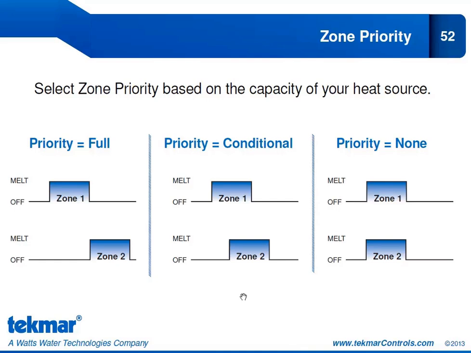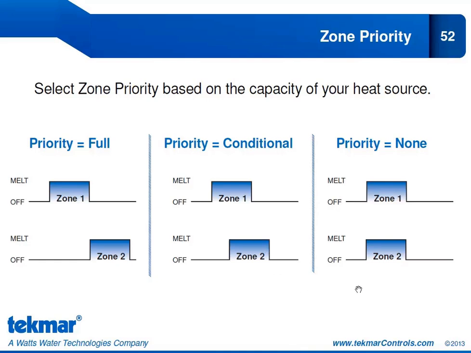Moving over to priority equals conditional, this would be the priority setting you would choose if your heat source was sized for greater than Zone 1, but still not large enough for all the zones at design conditions. So in this case, Zone 1 would begin its melt cycle, and when Zone 1 has reached its melt temperature, then Zone 2 could start its melt cycle. So there is some overlap of the zones, but we wait for each zone to come up to its melt temperature before the next zone can begin.